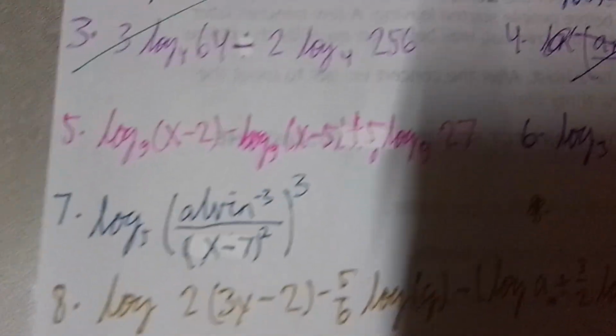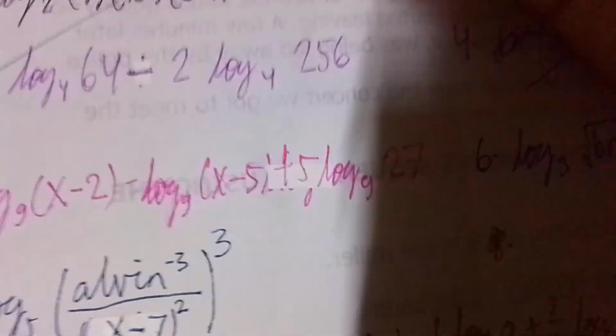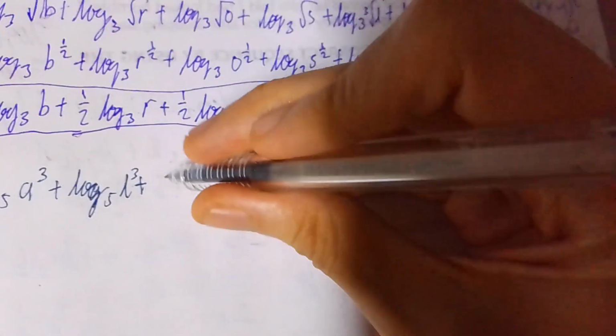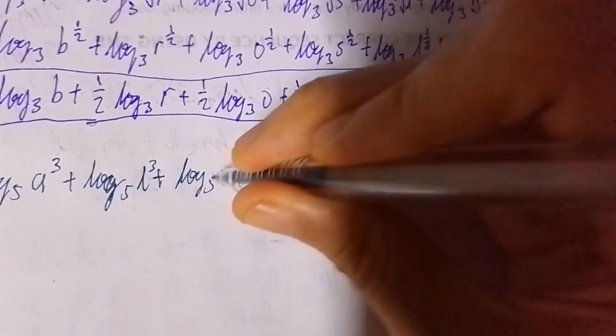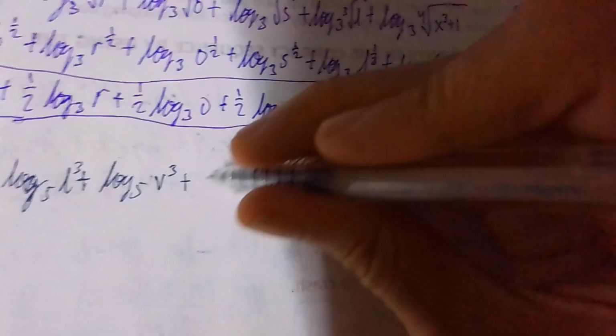So, log base 5 of A. And then, what's after A? Log base 5 of L, but it's also being raised to the cube, because remember, the 3 gets distributed. The cube is being distributed here to all the factors. And then what's next? Log base 5 of V, V cubed. Spell your name, brother. And then we have log base 5 of I, I raised to the cube again. Spell your name. And then the N.